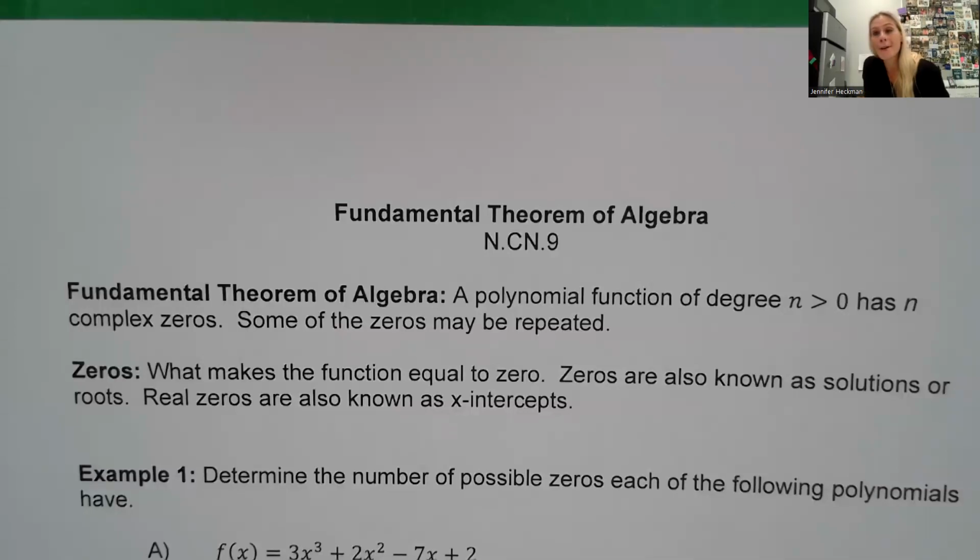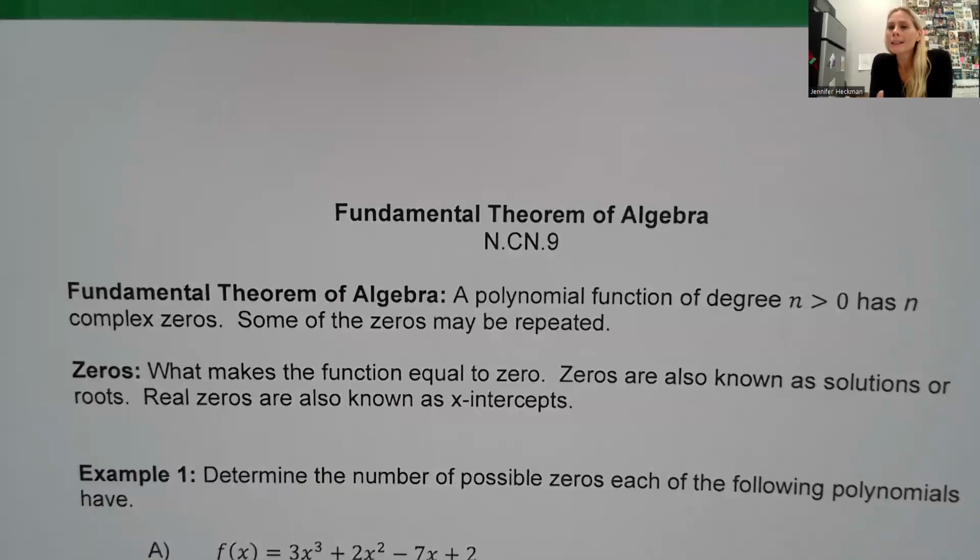Hello, everyone. So today we're going to do the fundamental theorem of algebra. What this fundamental theorem of algebra says is a polynomial function with degree n that is greater than 0, so 1, 2, 3, 4, 5. Remember, polynomial means positive integer exponents. It has n complex zeros. Some of the zeros may be repeated.